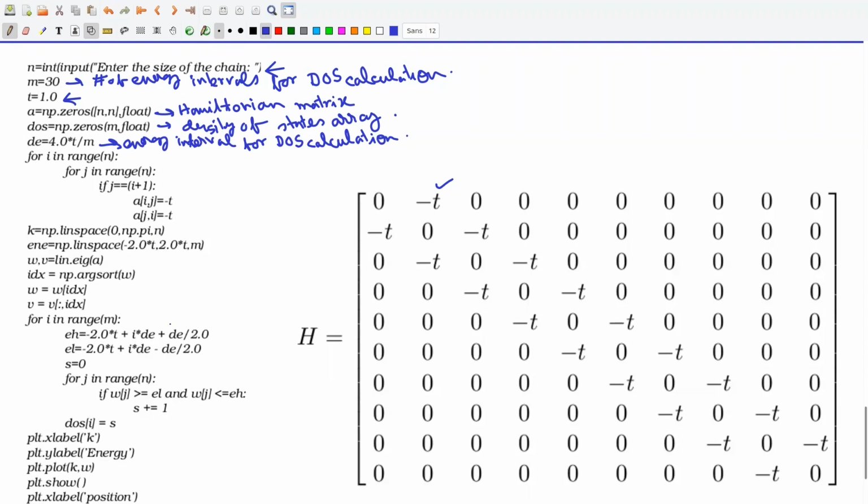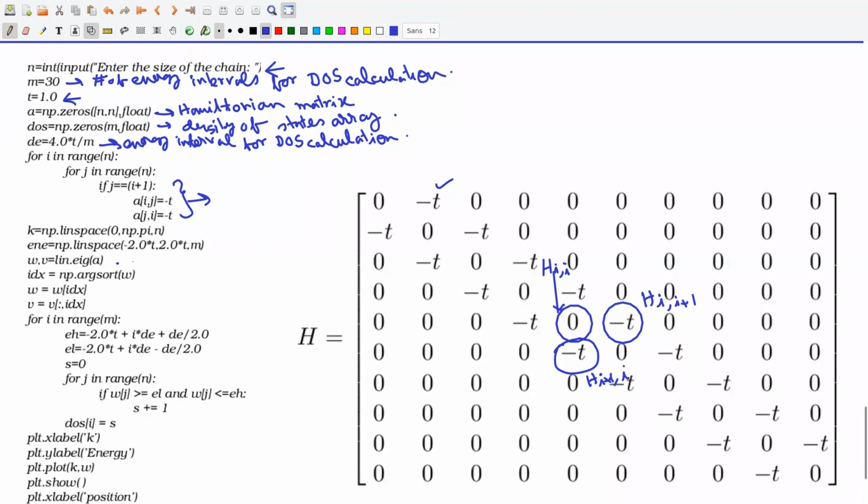Now I construct the Hamiltonian matrix. Take ith atom, say this one. This is the H i i term. This term is H i, i plus 1, and this term is H i plus 1, i, and both of them are equal to minus T. This is what I am defining here.